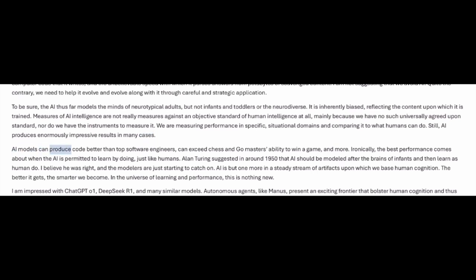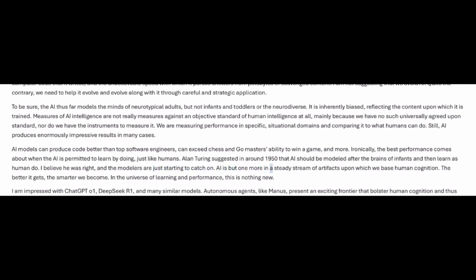AI models can produce code better than top software engineers, can exceed chess and Go Masters' ability to win a game, and more. Ironically, the best performance comes about when the AI is permitted to learn by doing, just like humans. Alan Turing suggested in around 1950 that AI should be modeled after the brains of infants and then learn as humans do. I believe he was right, and the modelers are just starting to catch on.